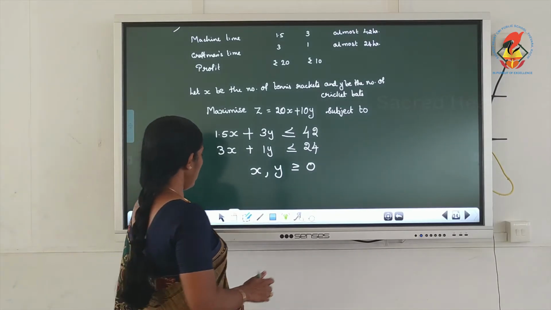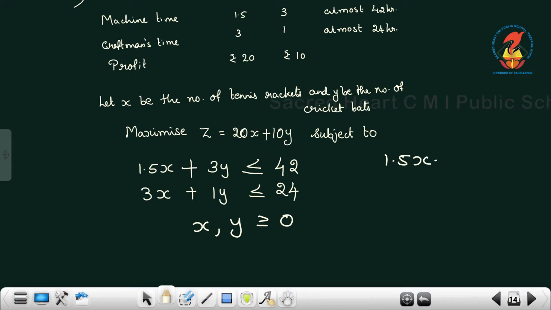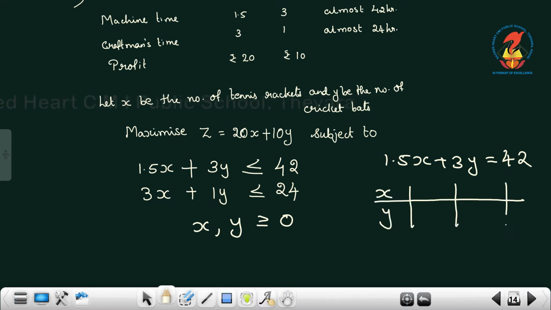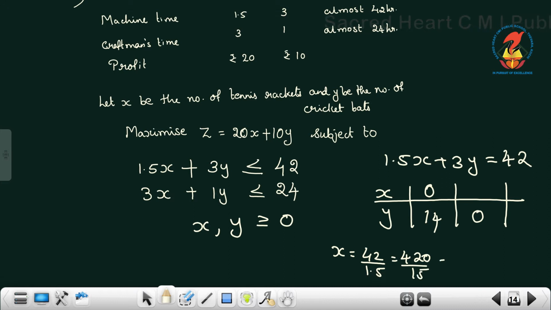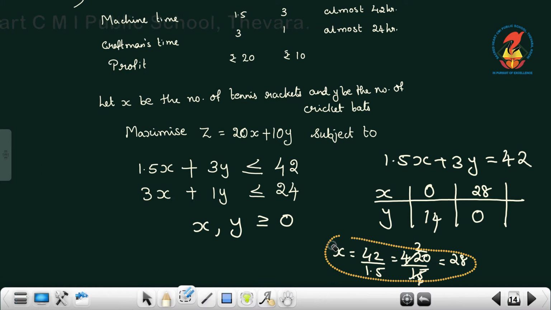I will find the points here itself. For drawing the graph, you have to put the equal symbol and find the values of x and y. You have to give x 0 and y 0. When x is 0, 3y is 42, so y is equal to 14. Then when y is 0, x is 42 by 1.5, or 420 by 15. Cancelling, 2 15s are 30, then 120, 120 is 8, so it is 28. So the first line has points (0, 14) and (28, 0).